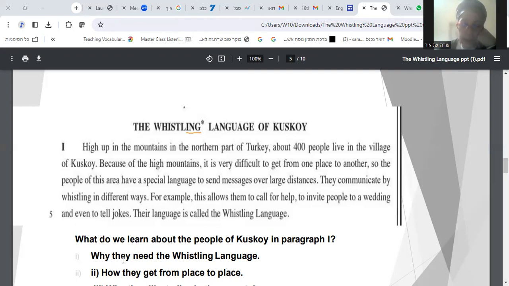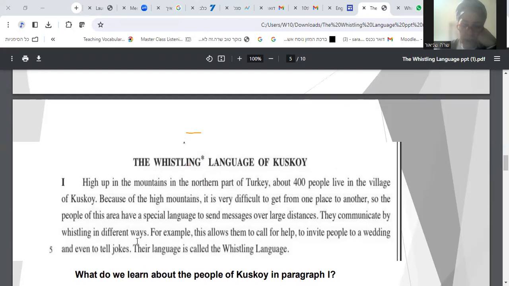Okay, that's the answer. And actually, I'd rather not show you the answer. I'd rather first go over the text. Okay, so what do we learn about them? Let's see what we are going to learn. Okay, make believe I didn't read the answer to you. High up in the mountains, in the northern part of Turkey, what do we learn about them? We need to remember, this is our question, and that's what we're digging for, to find the information.